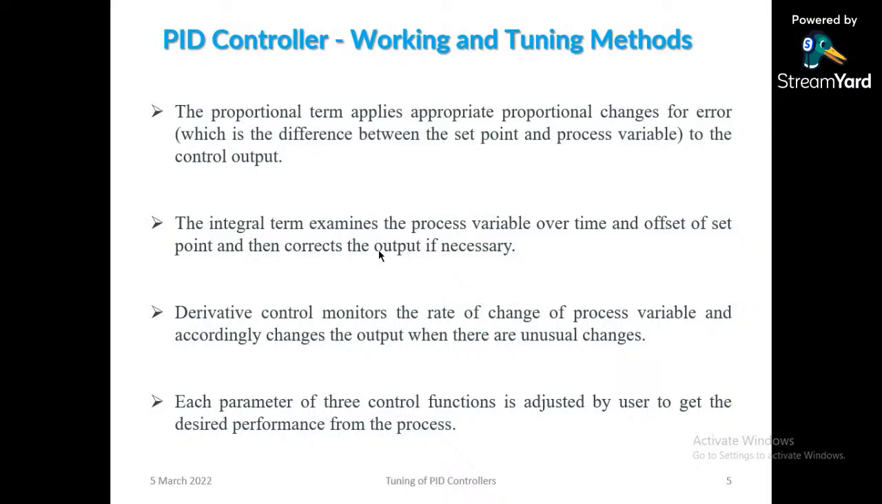If I'm using all controllers, that is the three controllers P, I, and D, the user will decide the values of proportional, integral, and derivative. Now, how will the user decide? He will first of all check what he exactly wants from a plant.